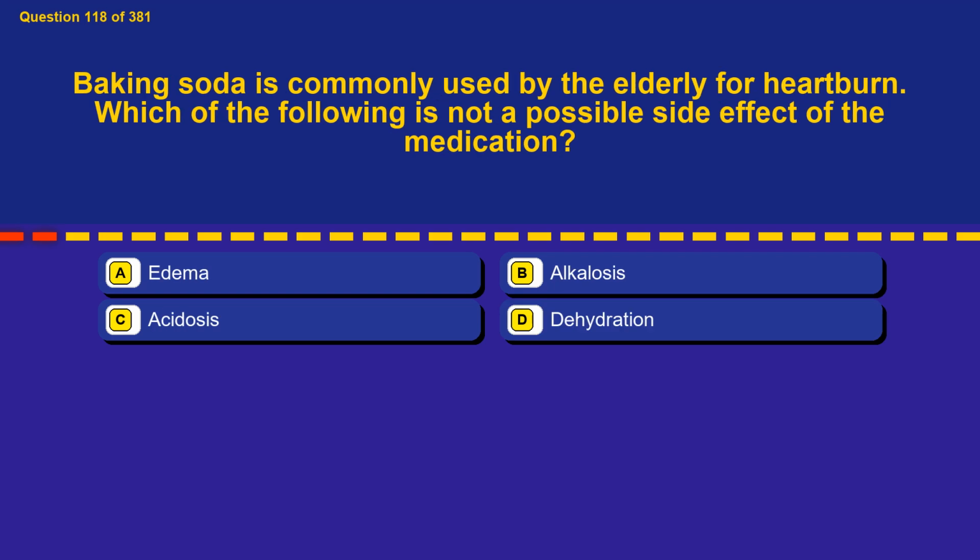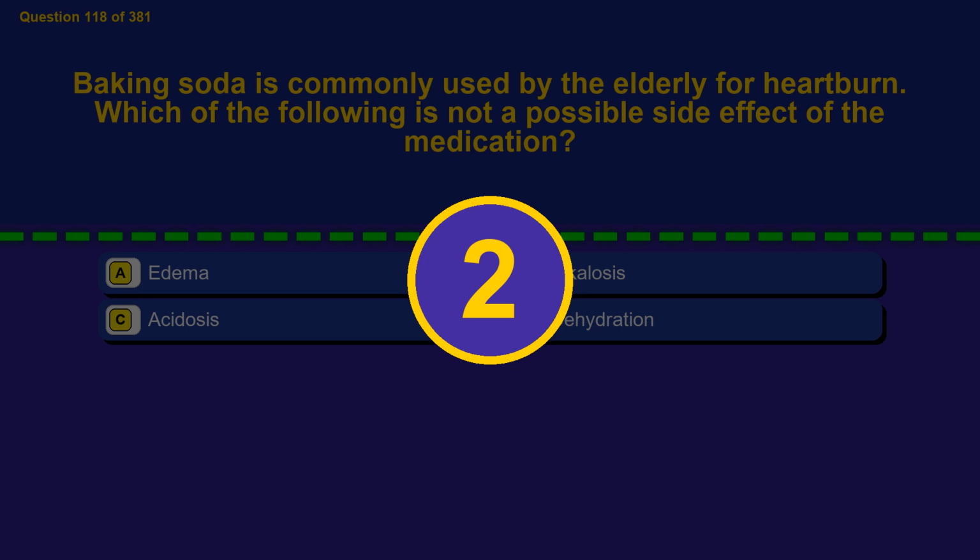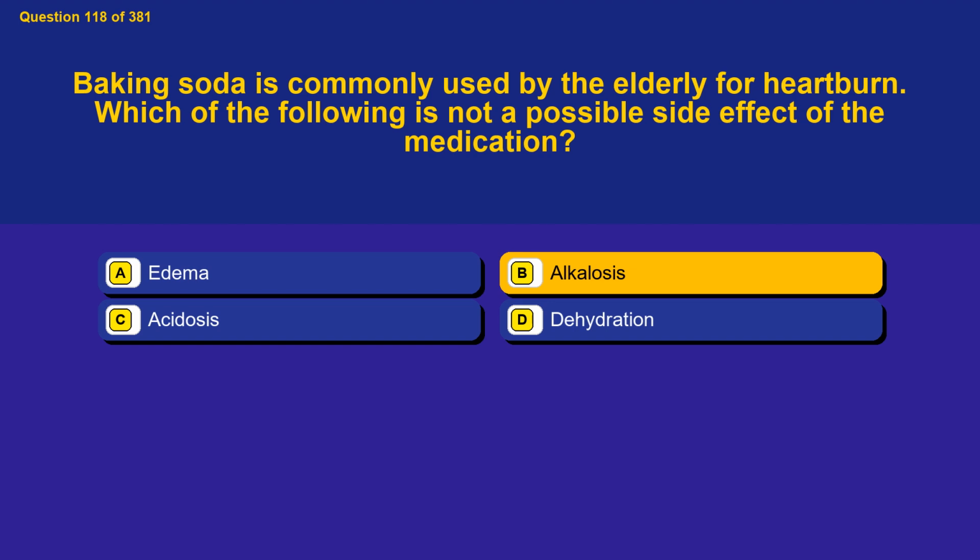Question 118. Baking soda is commonly used by the elderly for heartburn. Which of the following is not a possible side effect of the medication? Option A, edema. Option B, alkalosis. Option C, acidosis. Option D, dehydration. The correct answer is option B, alkalosis.